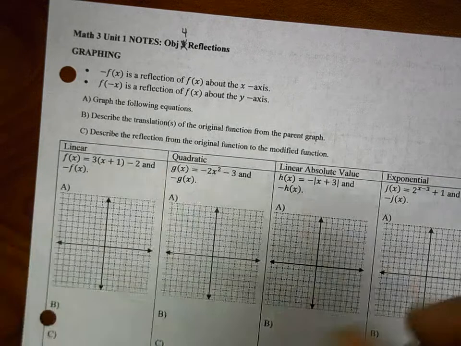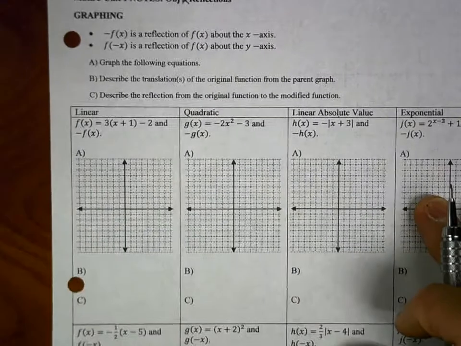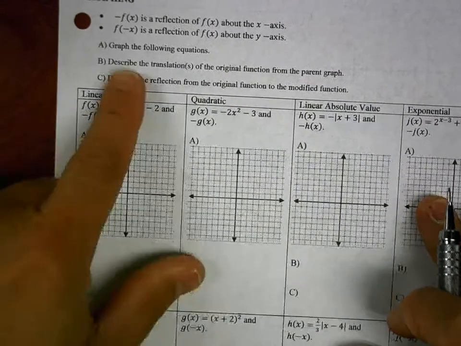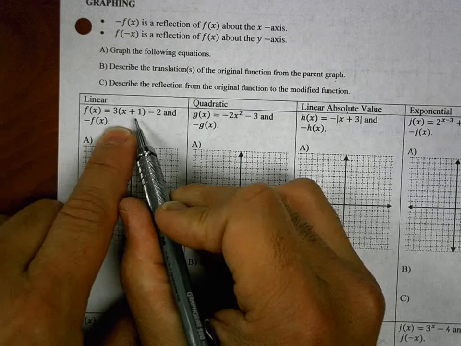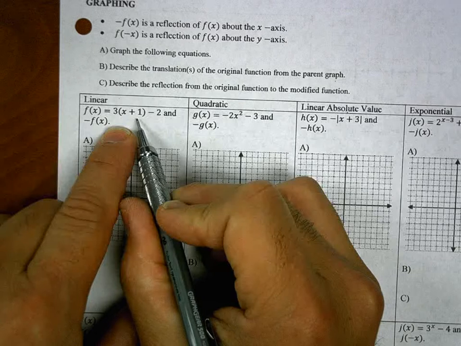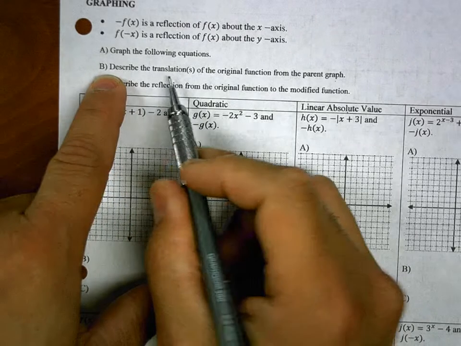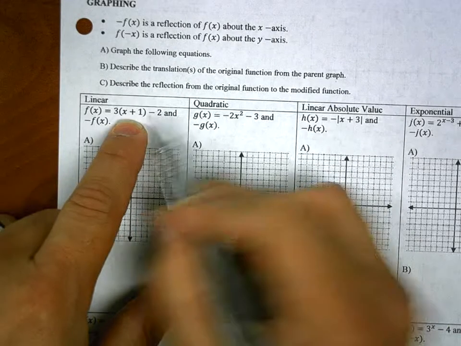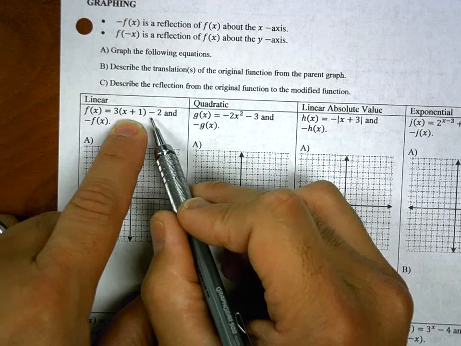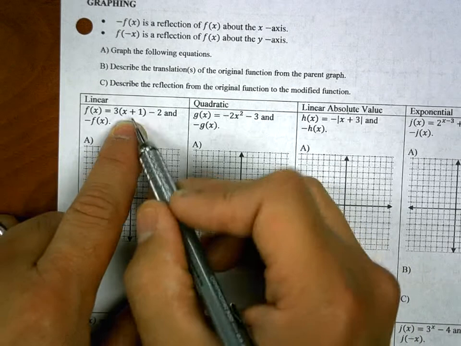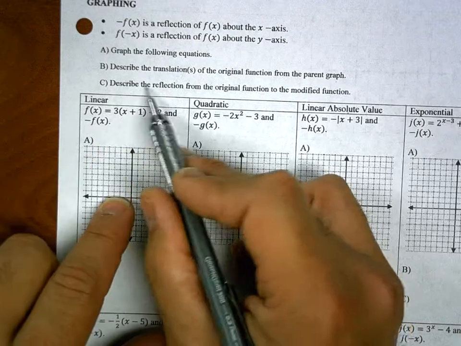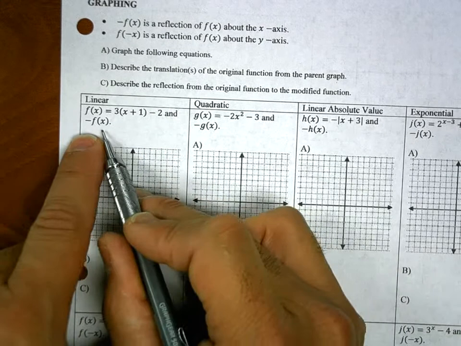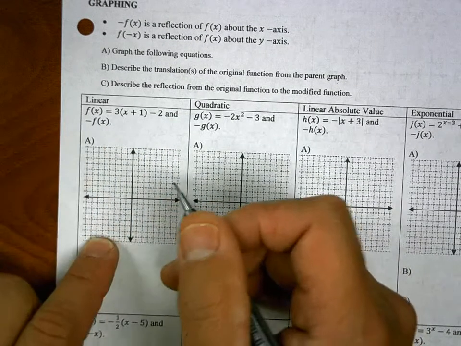All right, so let's look at a couple of these. We might not do all of these, but we'll do a few. Okay, so it says graph the following equations. So we'll graph these. We know how to graph them all. Then we're going to describe the translation of the original function from its parent graph. We've done that before. And actually, if you graph it, then you know how it shifts. And then we'll just describe what kind of reflection. Okay, so let's go ahead and start.